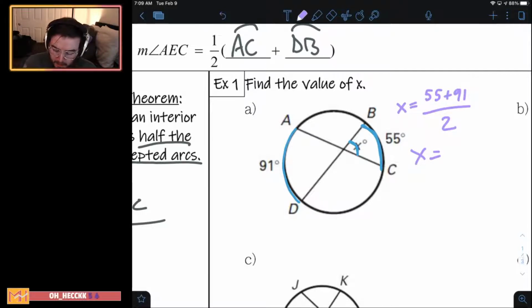And what do we end up with here? Let me plug this into my calculator real quick. 91 plus 55 is 146. Divided by 2 is 73 degrees.